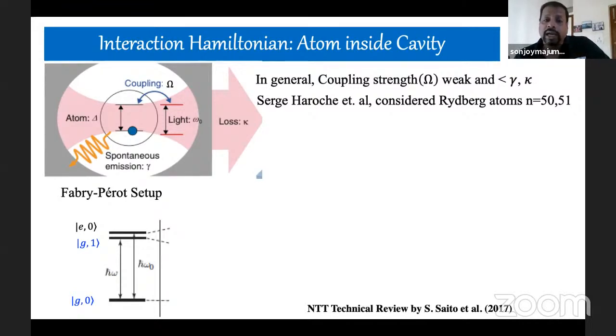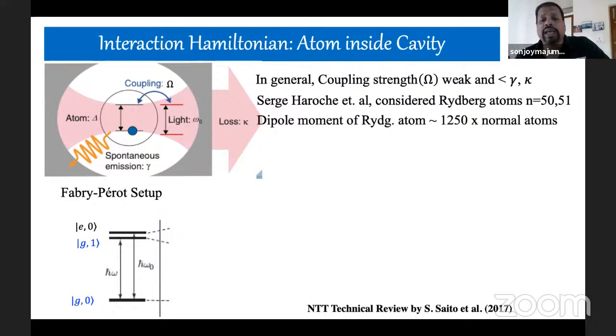They knew that if you can use a Rydberg atom, where the electrons are residing in a higher orbital, like n equal to 50, 51, 55, a very large value of the principal quantum number, there you could get a dipole moment that is very strong compared to the normal atom. It's around 1,000 times more than that. It is written 1,250 times. It is a very large number.